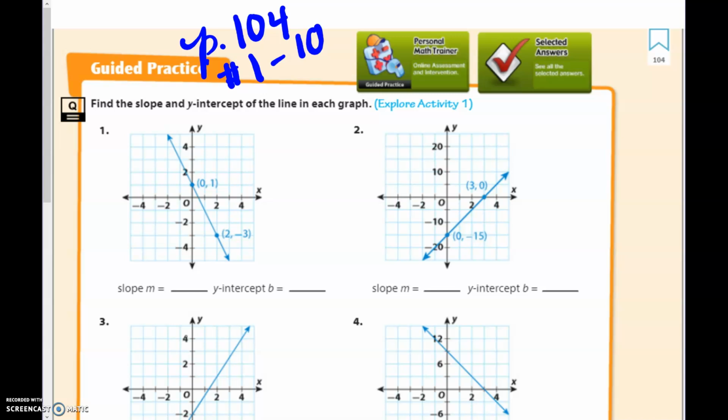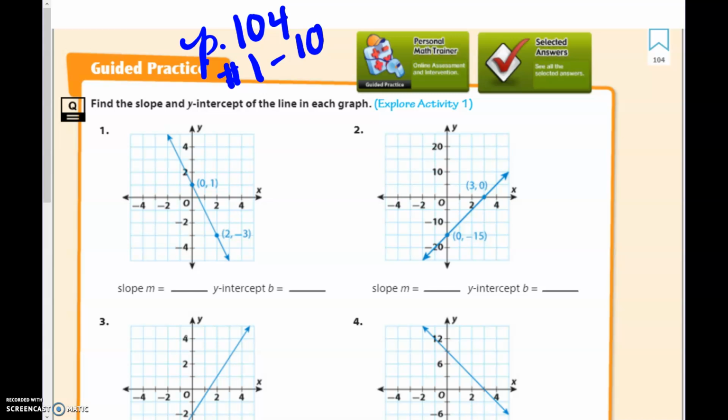Hello, mathletes. We are here today to correct page 104 from your book. This is your lesson 4-2 book assignment. If you don't have your book open to page 104, stop the video and go find your book. This assignment should already be done from yesterday. So grab your book and we're going to go ahead and correct this.